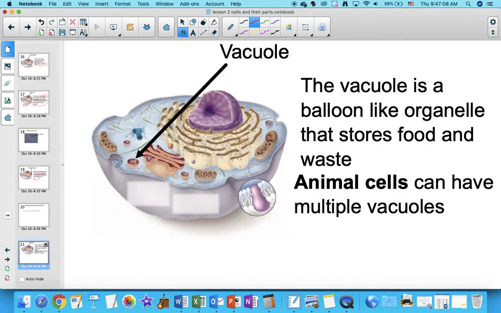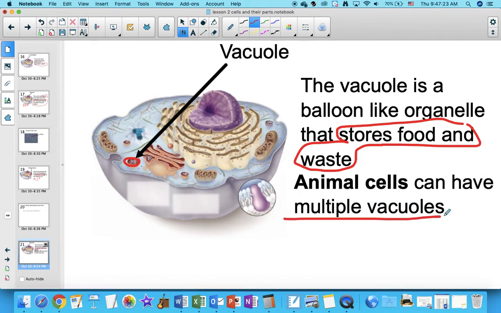The vacuole. The vacuole is like a balloon organelle that holds food and waste. So like how the nucleus holds the DNA, the vacuole holds food and waste. Now animal cells can have multiple vacuoles, right? So you could have a vacuole here, you could have a vacuole here. This one could be food and this one could be waste, right? So the animal cell's vacuole's job is to store food and waste.